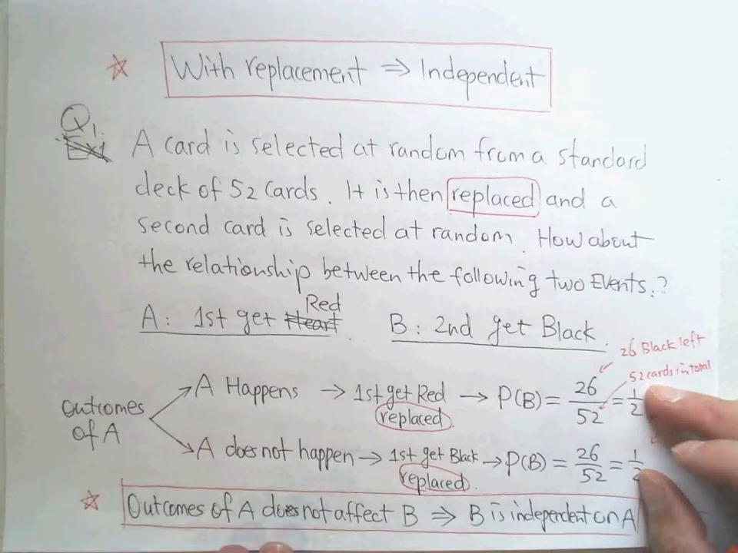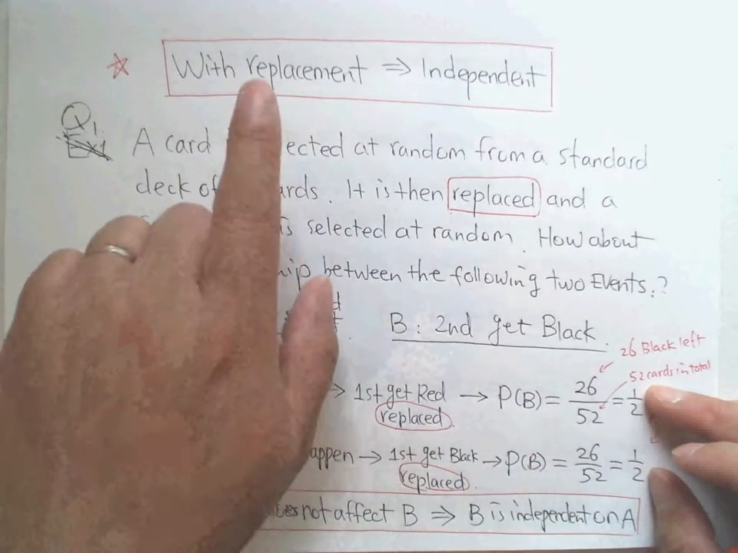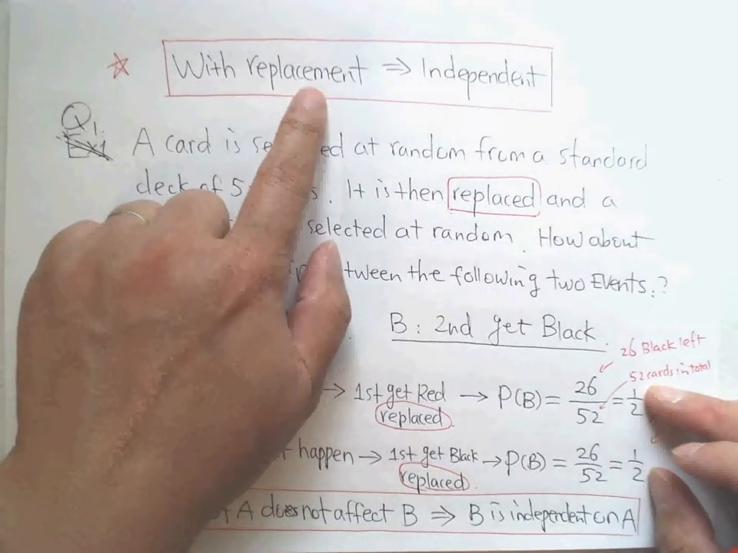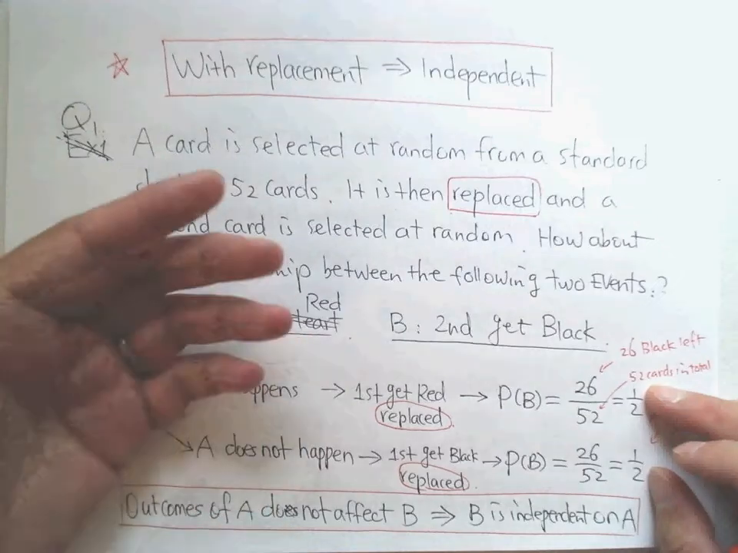See, we can get this conclusion, because the outcome of A does not affect B, right? A does not affect B, so B is independent of A. Keep in mind that the results with replacement are independent. Why? Because you put it back, you never change anything.